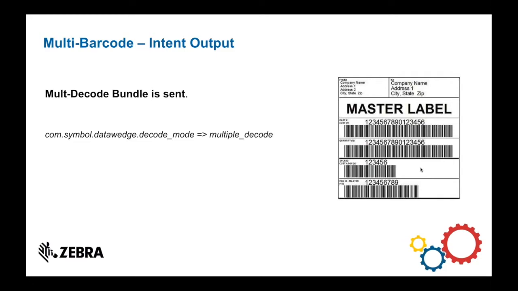Now, if you're using intent output, so you don't have to use keystrokes, you can trigger an intent with the data once the data is read. This is handled in a bundle, and it's delineated with a special field that says, this is the decode mode.